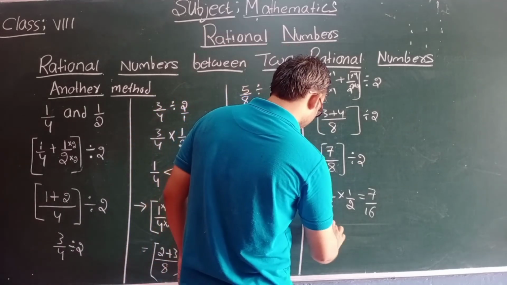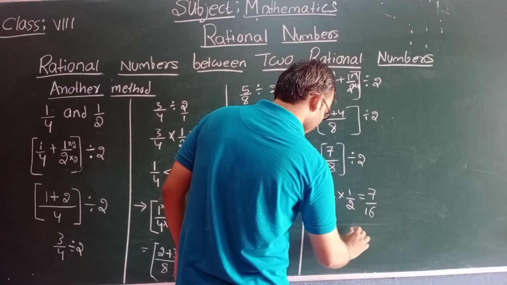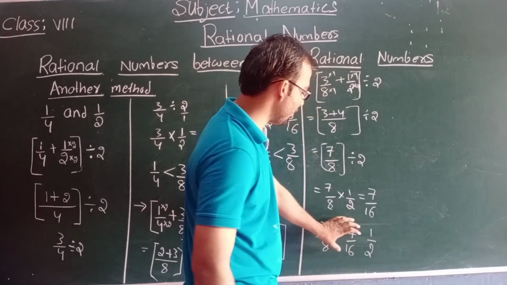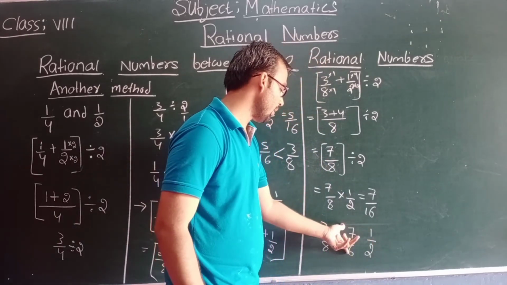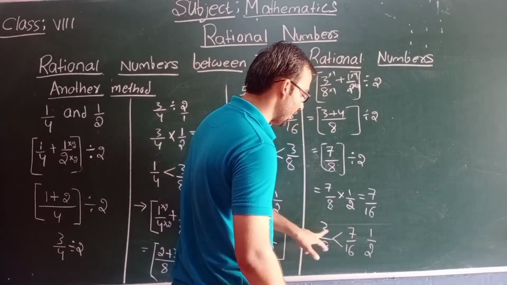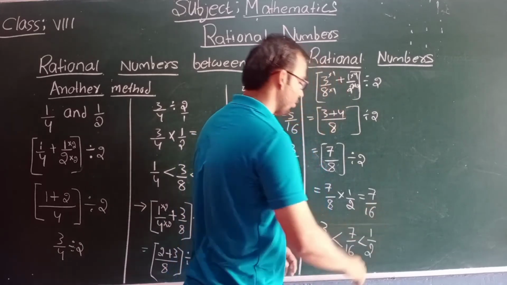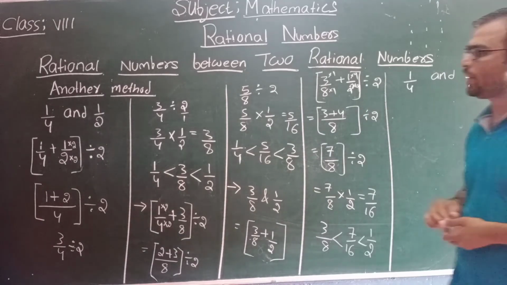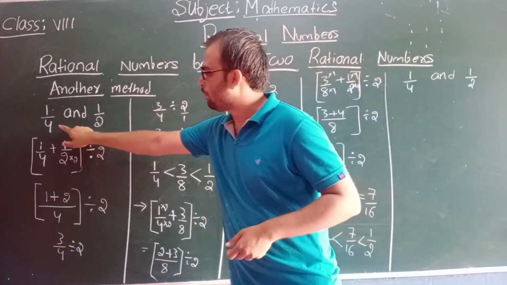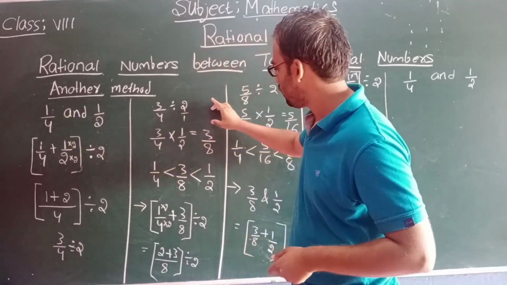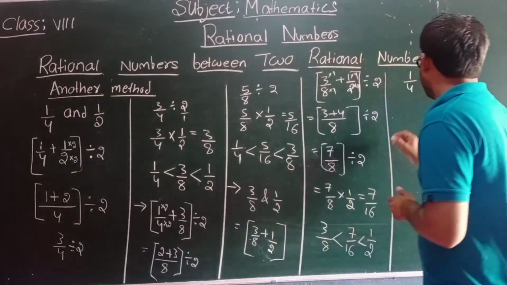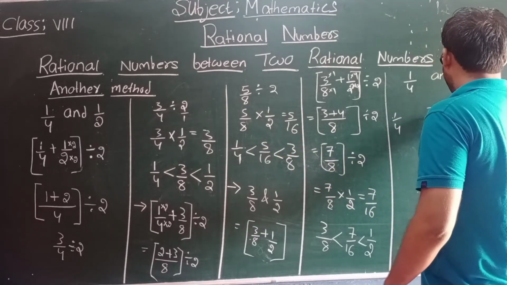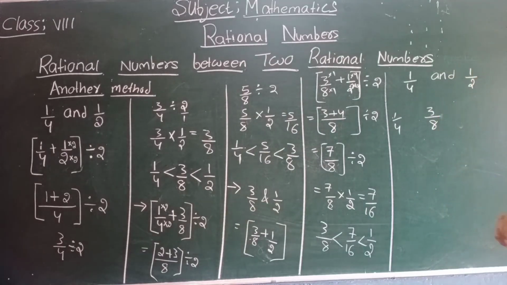So this is the number between 3 by 8 and 1 by 2. This number will be greater than this one and lesser than this one. Now we'll write the numbers between 1 by 4 and 1 by 2. First, the number we found between 1 by 4 and 1 by 2 is 3 by 8.